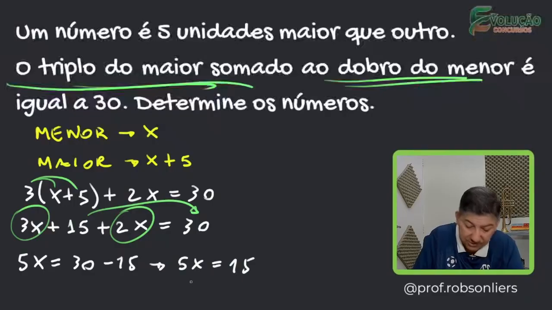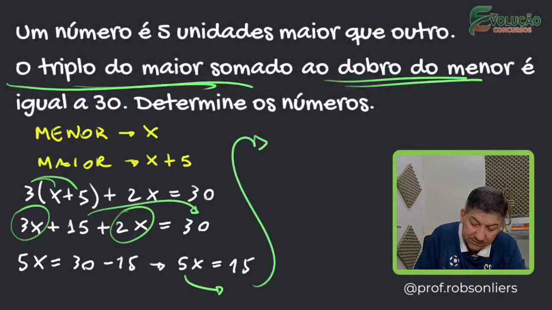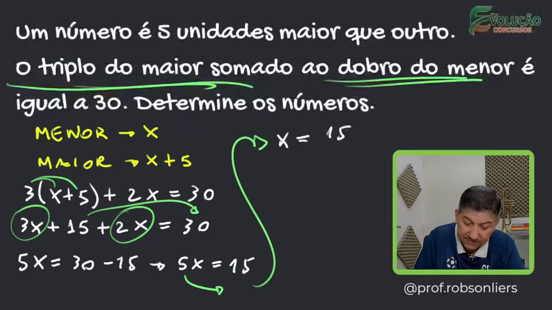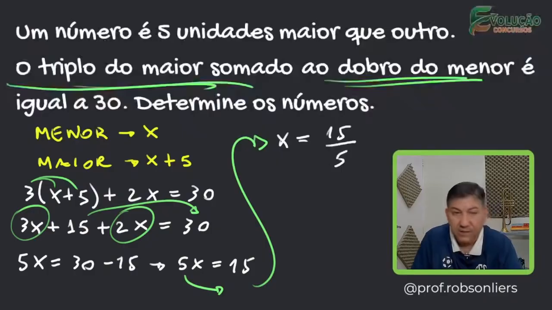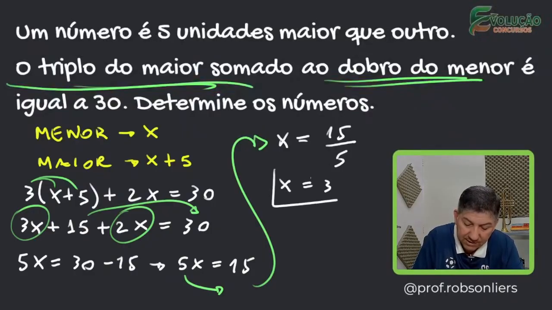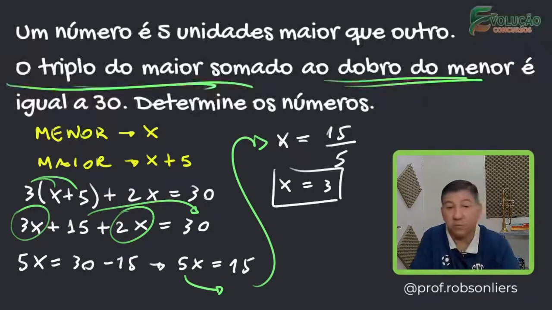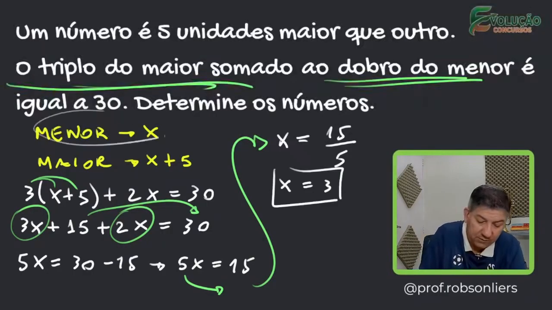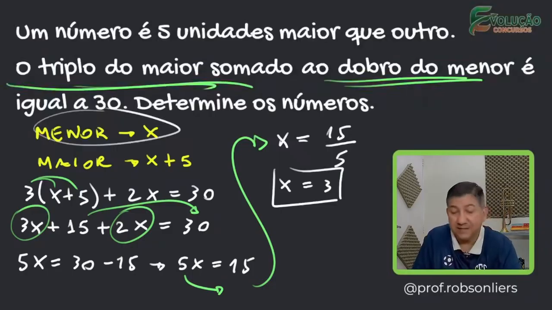15 is multiplying x, so we move it to the other side, dividing. So x equals 15 divided by 5. Solving this division, 15 divided by 5 is 3. So, we conclude that x equals 3. And that's exactly the smaller number. We represented the smaller one as x, so the smallest of them is 3.